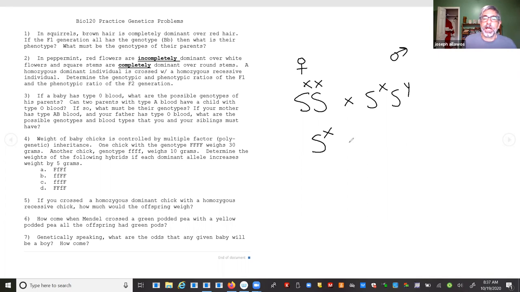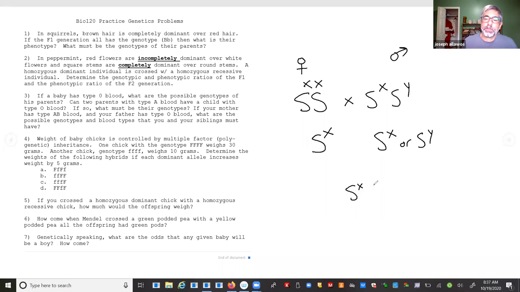this female can only donate an X. Isn't it ironic that, who was it, King Louis or King Richard? I can't remember. One of those kings lopped his wife's head off because she couldn't bear a male heir. That's horrible, because she doesn't have a Y. It's not up to her. The sperm controls the sex of the offspring. Sperm can be X or Y.